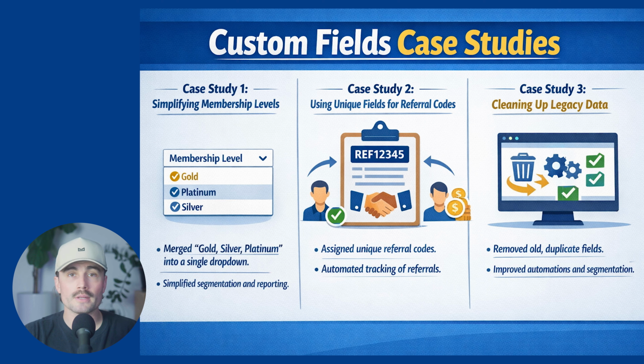Case study number 3, cleaning up legacy data. An agency that migrated to GoHighLevel brought over dozens of custom fields from their old CRM. Many were irrelevant or duplicates. They mapped essential fields, merged duplicates, and deleted the unused fields. Then they trained the team to search for existing fields before creating a new one. As a result, their automations became more reliable and their marketing segmentation improved.